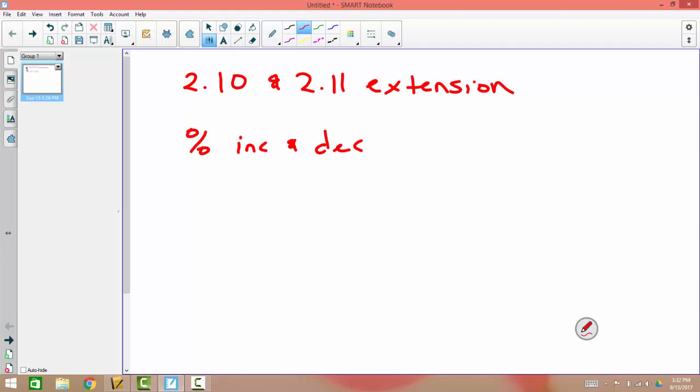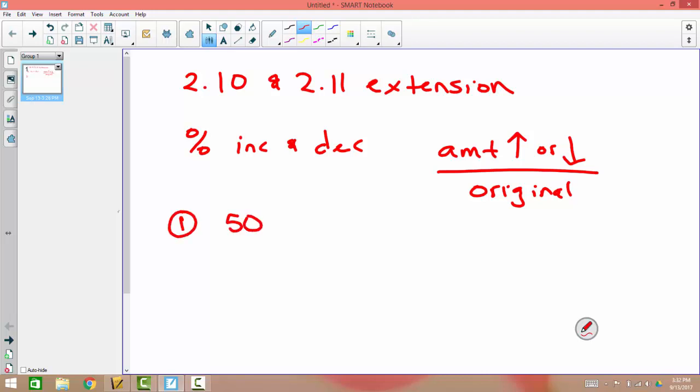And basically, to figure that out, you just need to know the amount of increase or decrease and divide by the original amount. So if the problem says from 50 to 60, like if you were going to buy something for $50 and it increased to $60, and you wanted to know what percent increase that is, it's an increase because it's getting bigger.